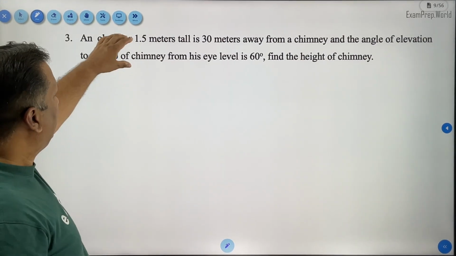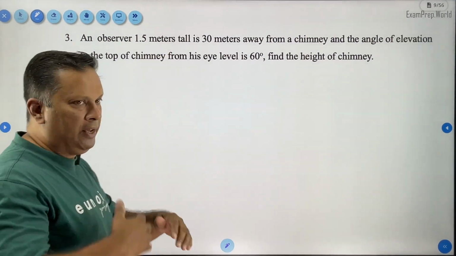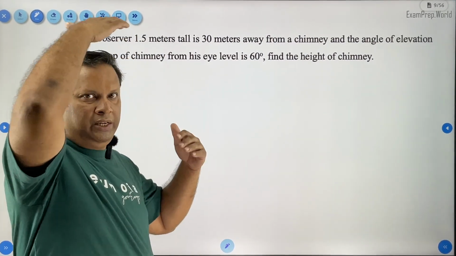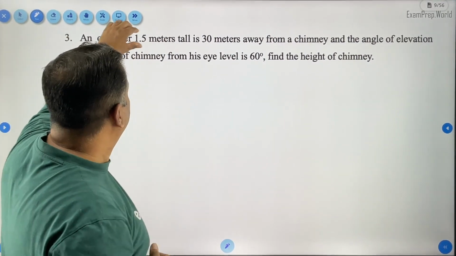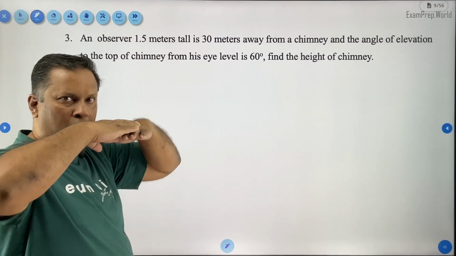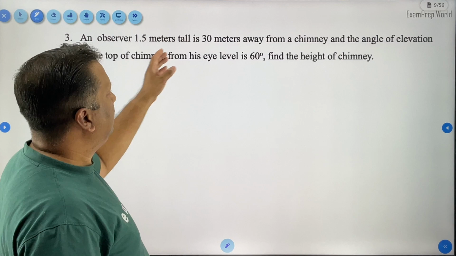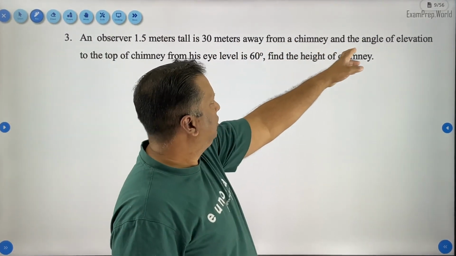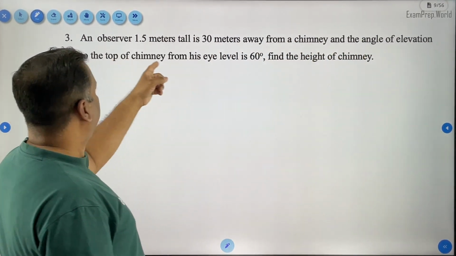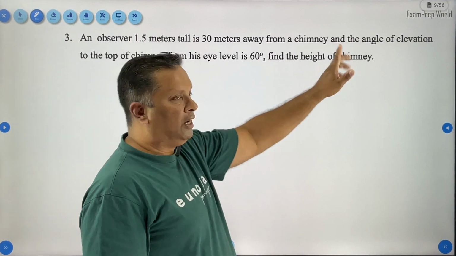An observer 1.5 meters tall. Here the observer is like me, but I am around 1.78 meters tall. So here the observer is a little shorter, 1.5 meters tall. So his eyes are already above the ground. He is away from a chimney, and the angle of elevation of the top of the chimney is 60 degrees. Find the height of the chimney.